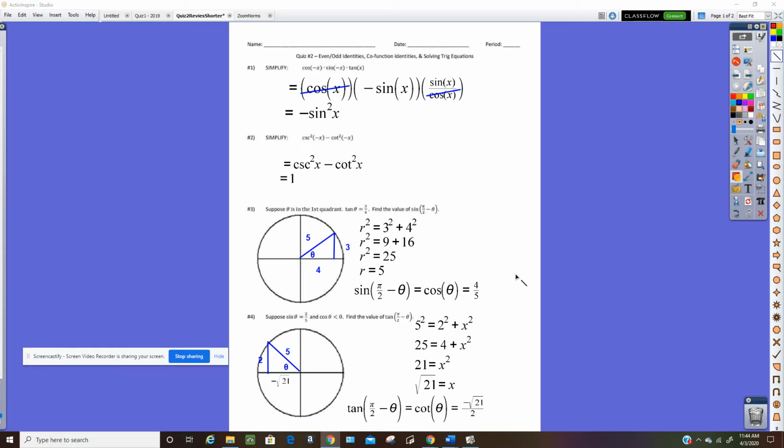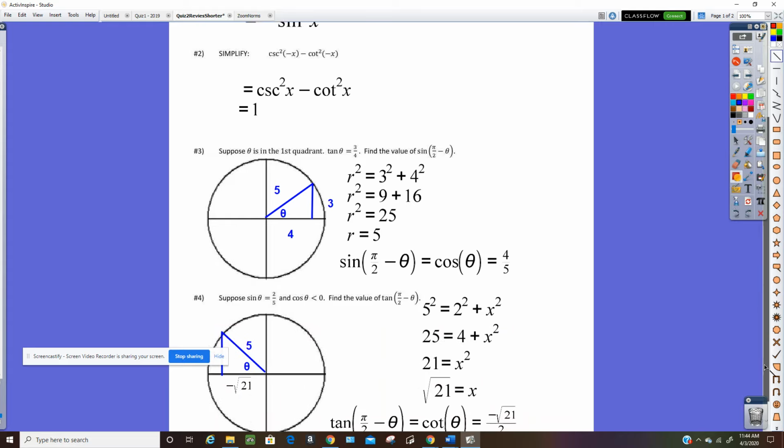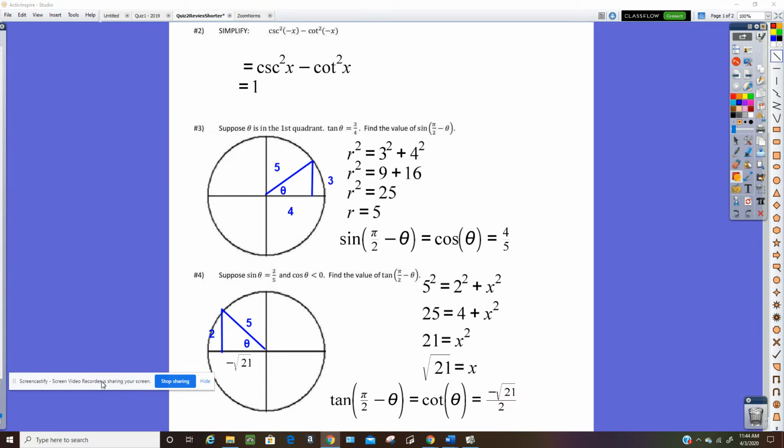All right, then down here on number 4, let me make this full screen so you can see better. So number 4 here, the sine of theta is 2/5 and cosine is negative. Sine is positive in the first and second quadrants, but since cosine is negative, you have to be in the second quadrant. And here's theta, and then the opposite side is 2, and the hypotenuse is 5.